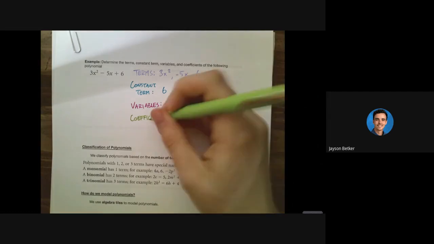What are our coefficients? Our coefficients are 3 and negative 5. So we've got the 3 in front of the x squared, and we've got the negative 5 in front of the x. Okay, so there you go. There are all of our different math lingo that we're learning for today.